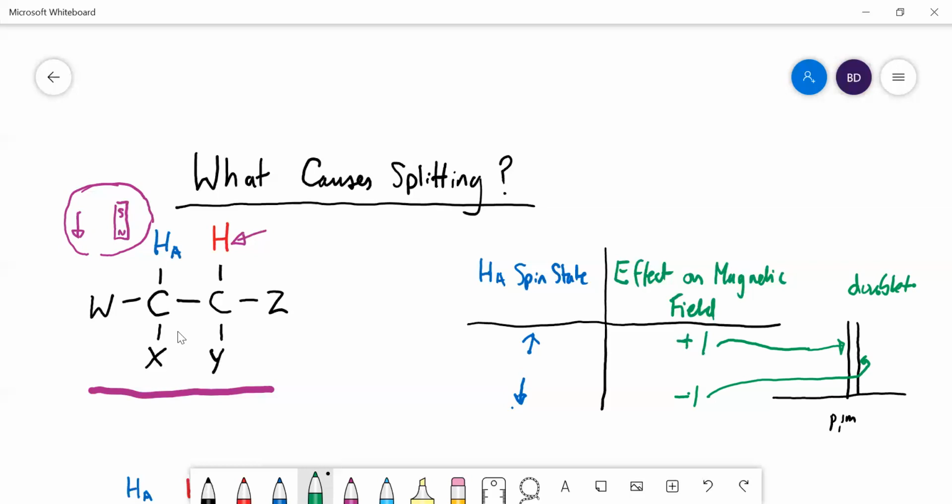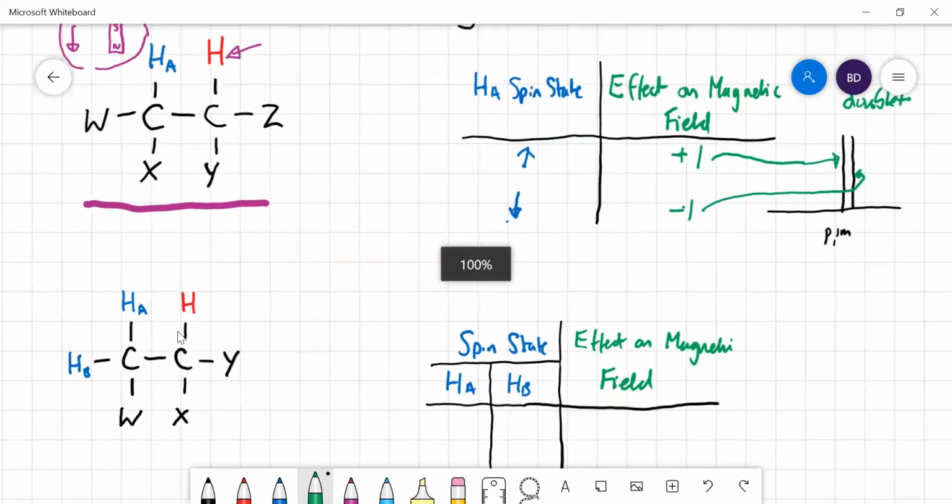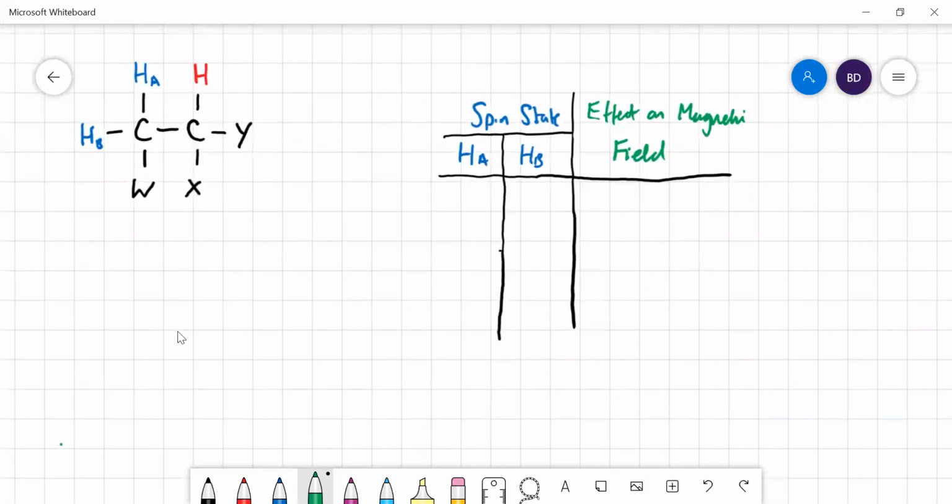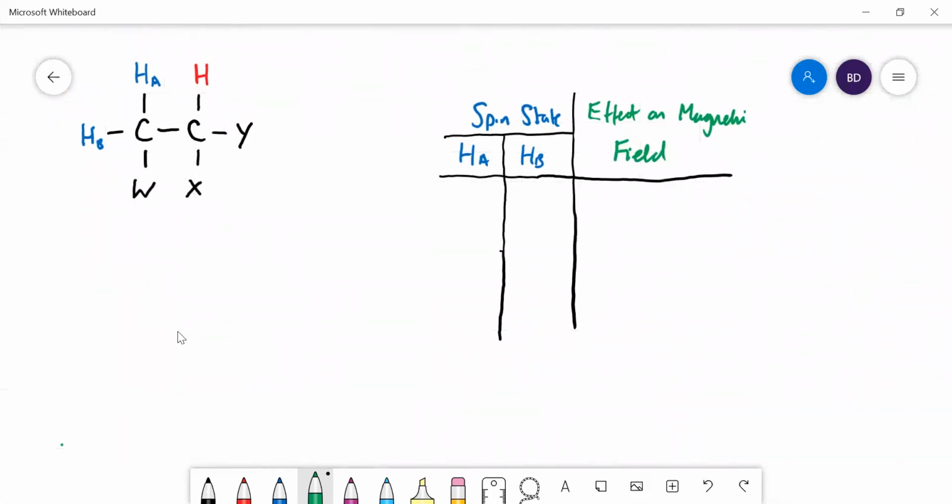Okay, so that was with one proton on the carbon next door. Let's see what happens if you've got two. I've got this chart ready here, ready to go. Same thing again. We've got this molecule here, except this time we're looking at the red proton. We're interested in this one. On the carbon next door, we have two other protons, HA and HB. Each one can be upspin or downspin. So let's have a think what happens first of all.